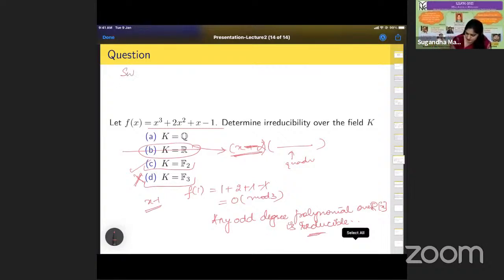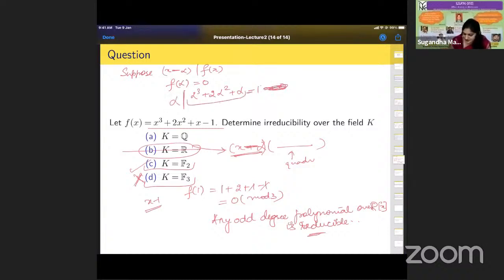So suppose x minus alpha is a factor of f of x. This means that f of alpha equals 0. That's a root of this polynomial, and that will mean that it divides. So I'll just use this: f of alpha equals 0. And now if you just shift this constant term to the other side, what do you have? That alpha divides each of these. So alpha must divide the constant term also.